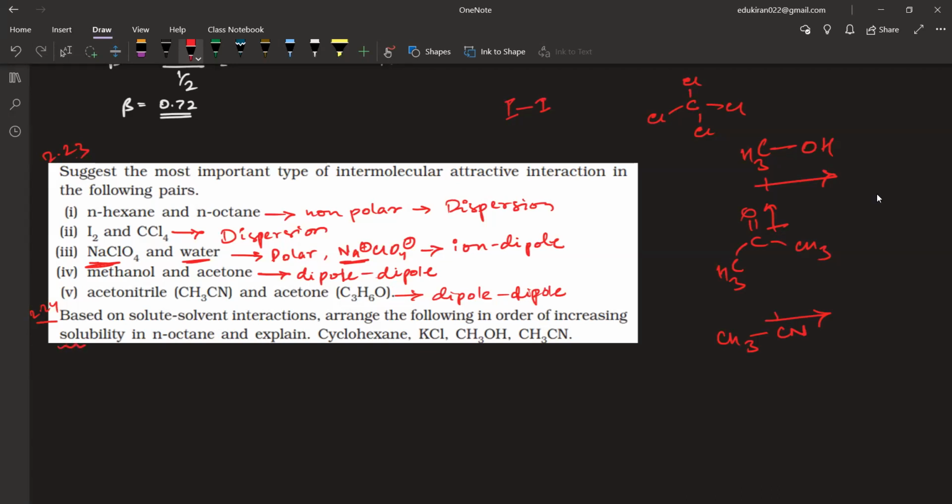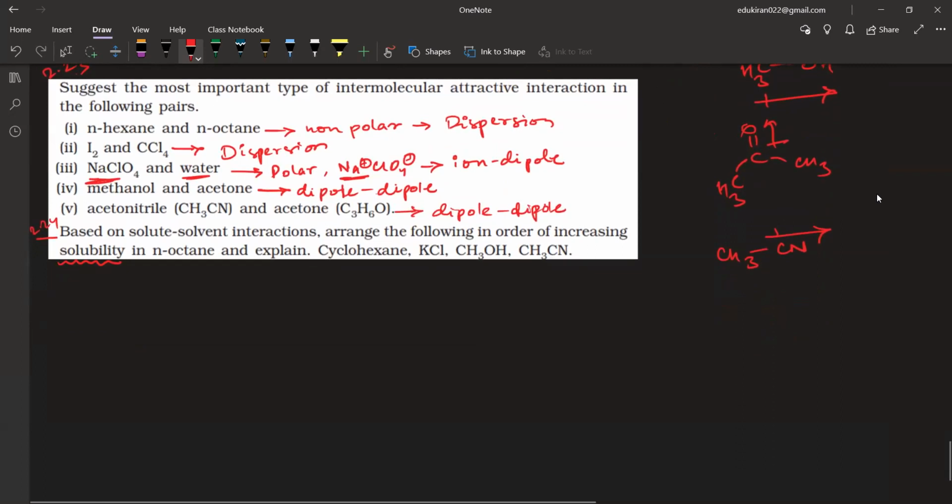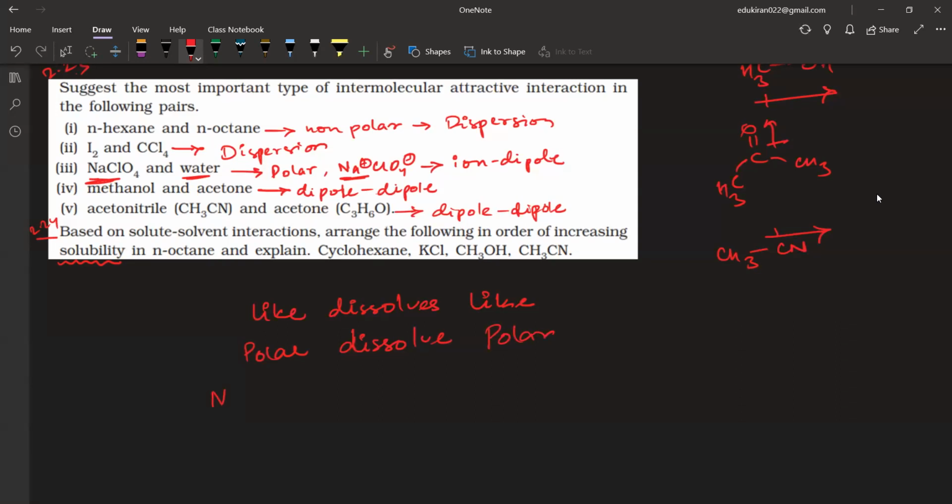their increasing solubility. That means solubility is the part here. Now, for solubility, there is a thumb rule: like dissolves like. That means similar molecules dissolve similar molecules. It means polar dissolves what? Polar. Very good. And non-polar dissolves non-polar. Clear है? Yes or no? Yes, sir.